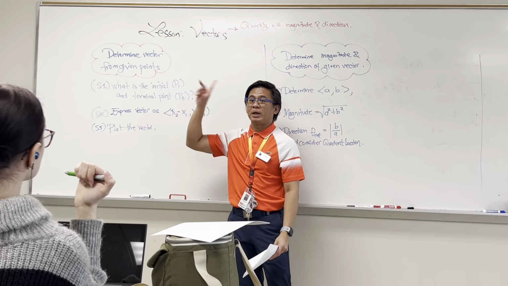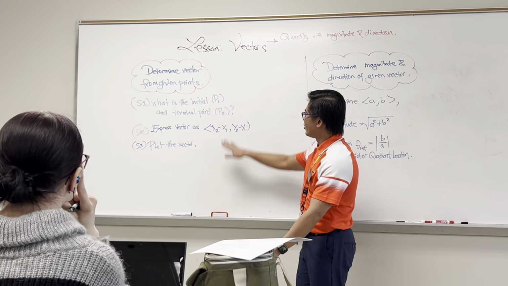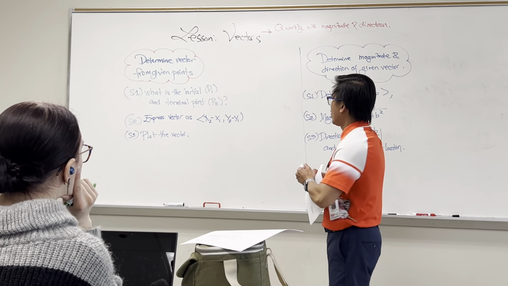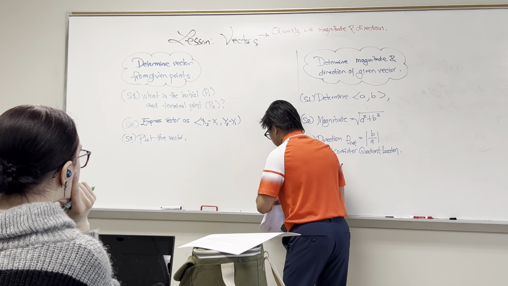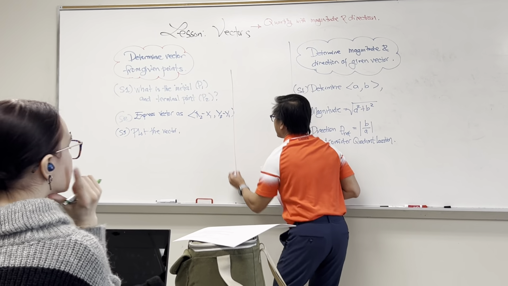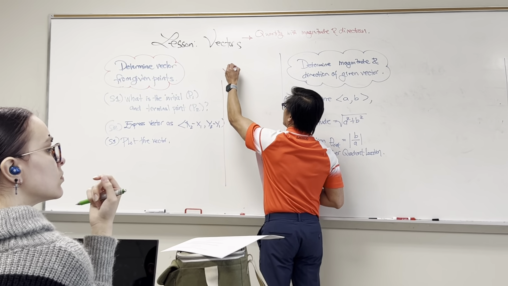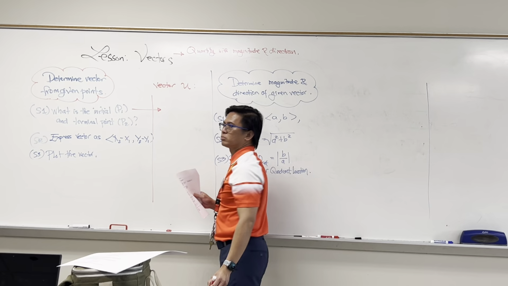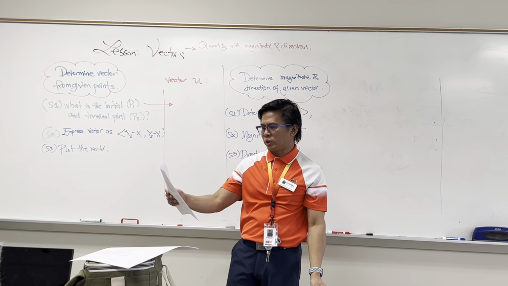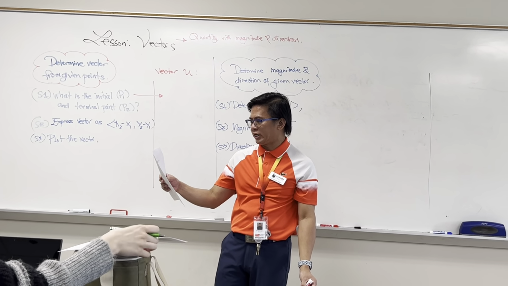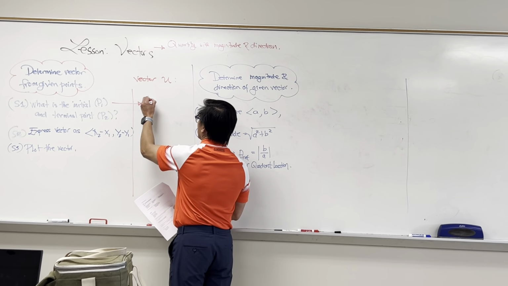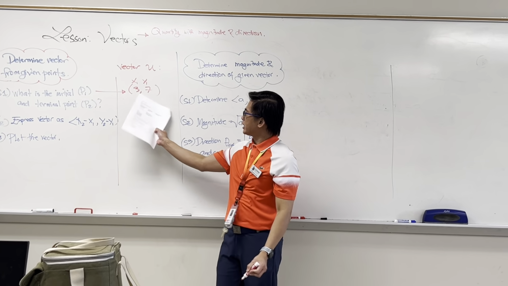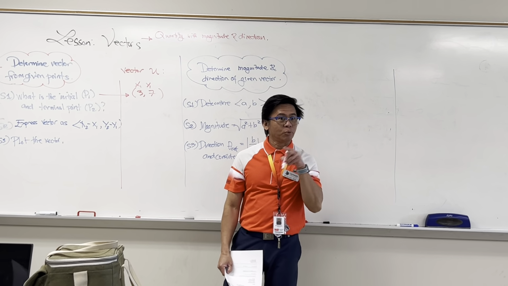So let's read our step number 1, okay? Addie, go ahead, please. What is the initial point P1 and terminal point P2? Thank you. Okay, so in this case, let's try that one for vector u. So for vector u, what is the initial point? For vector u, the initial point is P1, and P1 is at point 1, 3, 7. So that's your x1, y1, right? Okay, so it's the x and y coordinates of the initial point P1.